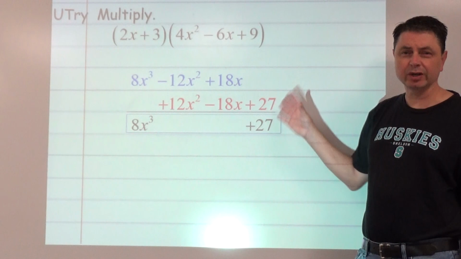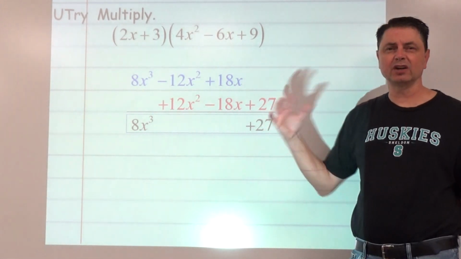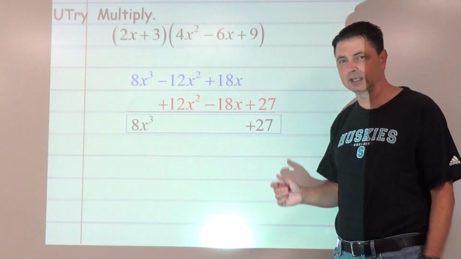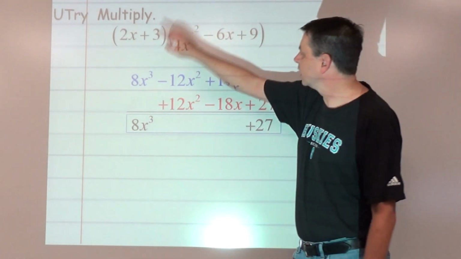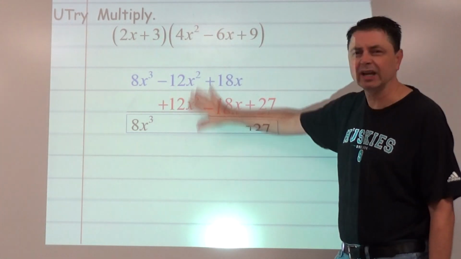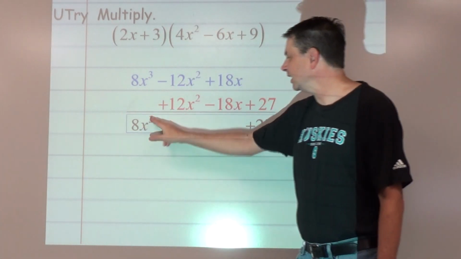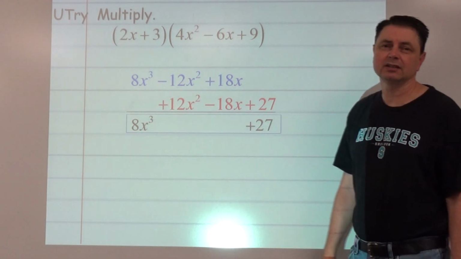All right, this is an interesting one that we're going to come back to later when we try to reverse this multiplication. But you see a lot of these terms end up kind of canceling out, and we would get 8x to the third plus 27.